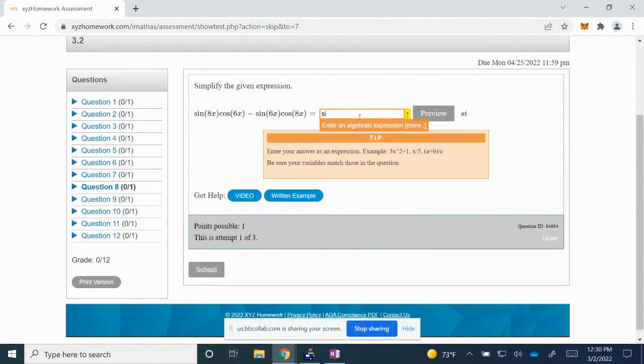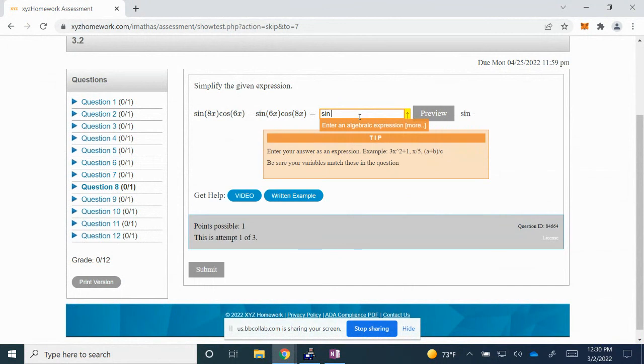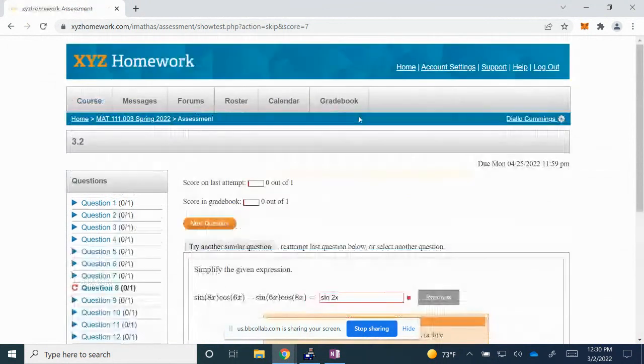Here's what I mean. If I were to just put the sine of 2x without parentheses, it was probably marked incorrect. You just want to make sure you put your argument in a set of parentheses.